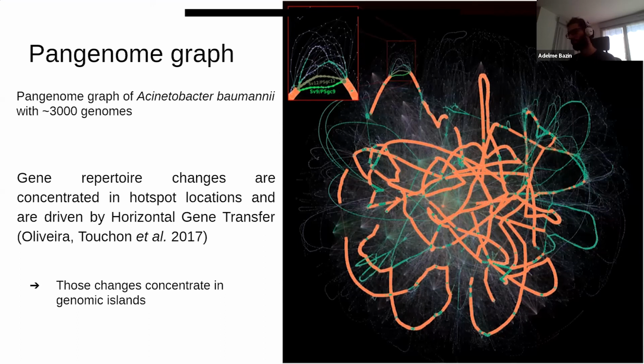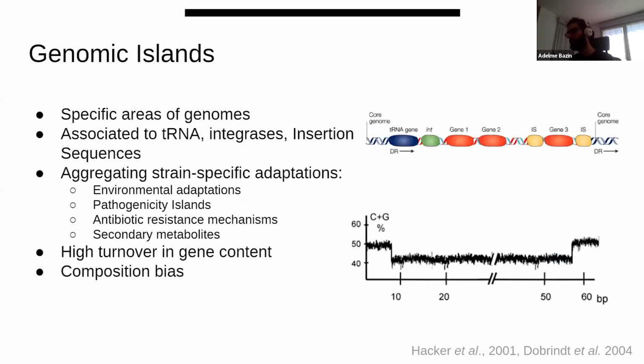So those changes concentrate in genomic islands. Genomic islands are specific areas of microbial genomes. They are often associated with RNA genes, to integrate, and with insertion sequences. And they have been of very high interest to microbiologists for the past 20 years because they aggregate many strain-specific adaptations, such as environmental adaptations, pathogenicity islands, antibiotic resistance mechanisms, and from time to time, secondary metabolites as well.